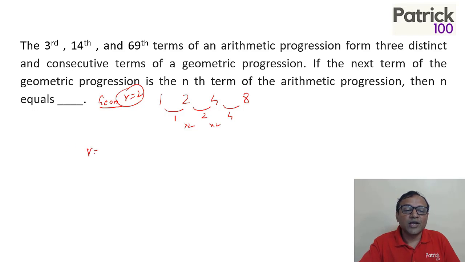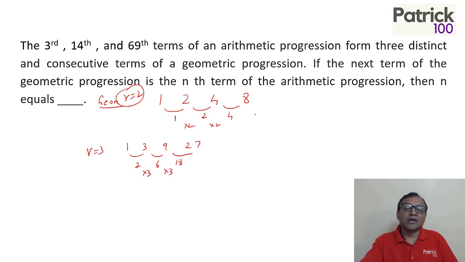If I take a ratio of 3, let's say 1, 3, 9, 27 and so on, the differences are 2, 6, 18. If you look at these differences, 2 into 3 is 6, and 6 into 3 is 18. So we multiply by 3. The difference keeps on increasing in that same proportion.